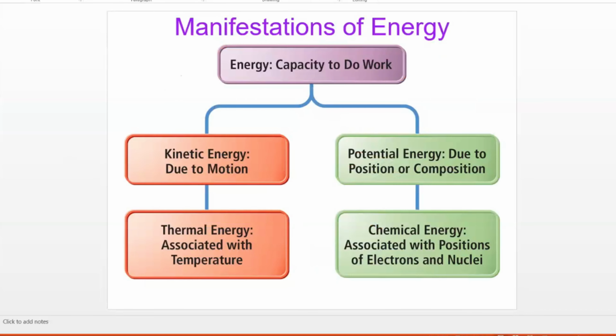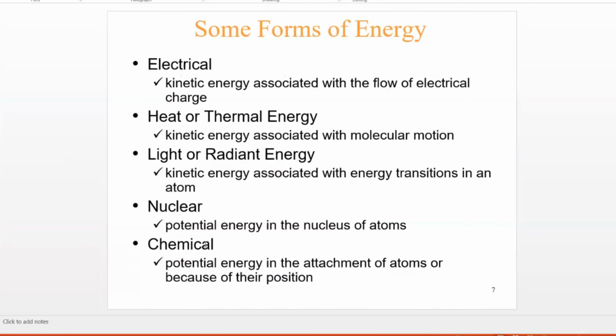So here are different types of energies. We have kinetic and potential, and with kinetic, we have thermal, and also we have electrical energy. Electrical energy is associated with the flow of electrons, so that's in motion as well. And then for potential energy, we have nuclear, which is potential energy stored in the nucleus of atoms, and chemical energy, which is stored in the bonds. We also have light energy, which is a form of kinetic energy, the movement of photons. We'll talk about that more in Chapter 8.